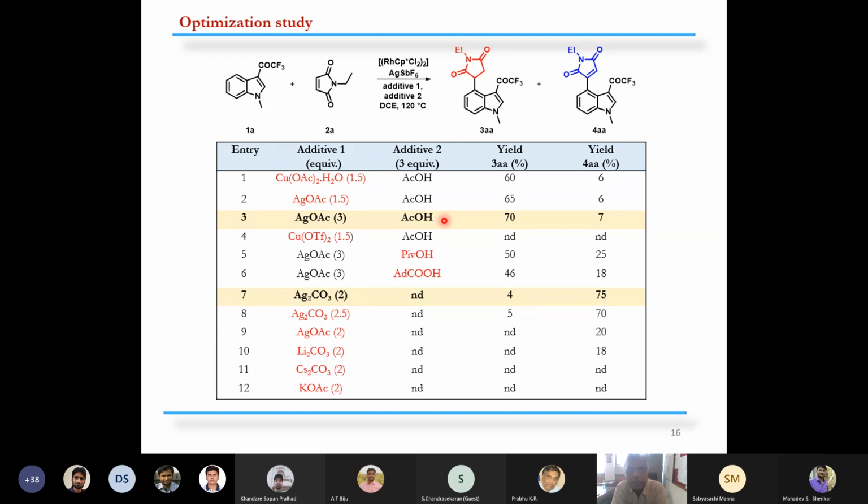Actually, in the presence of the acetyl group, COCH3, it can direct at the C2 position as well as the C4 position. But in the case of COCF3, it will direct only to the C4 position, because the COCF3 group is highly electron withdrawing. So it will decrease the electron density at the C2 position. So when COCF3 is present, in comparison, the C4 position has more electron density. That's why when COCF3 is present, the metallacycle is going to form at this position.